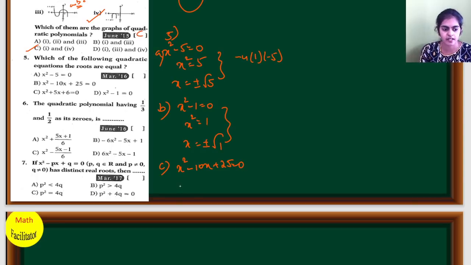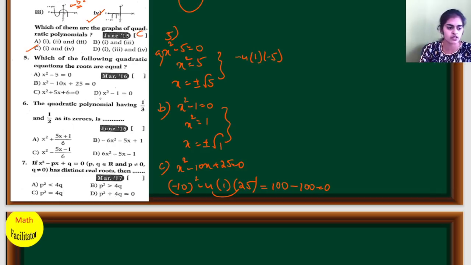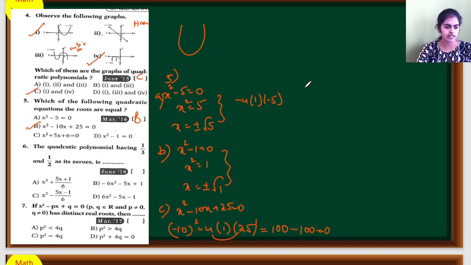Now in this case, let's check. b square is minus 10 whole square minus 4ac. So minus 10 whole square is 100, minus 4 into 25 is 100. So here the discriminant is equal to 0. So here the roots should be equal. Option B. So if the roots are equal, the discriminant should be equal to 0.